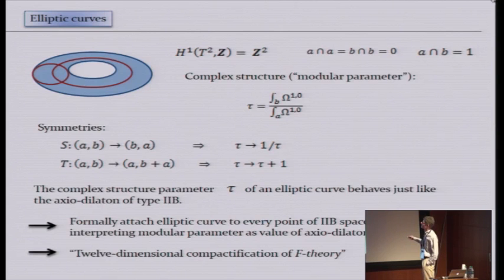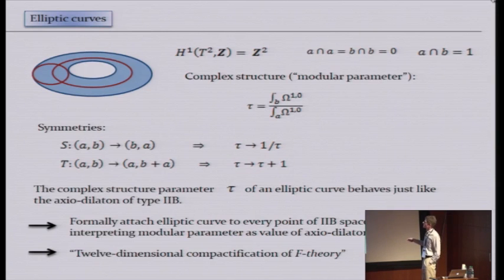Well, there are two basic symmetries. A torus is really R2 divided by a lattice, and there are two basic symmetries of the lattice which give you the same two-torus. The first one has the effect of changing the A cycle and the B cycle, just permuting them. If you look at this expression, if you permute the A cycle and the B cycle, that just takes tau to 1 over tau.